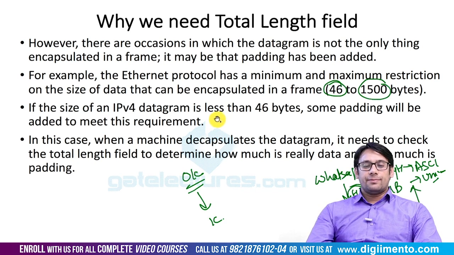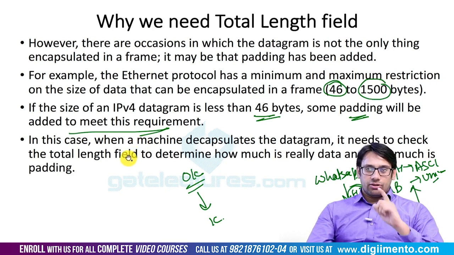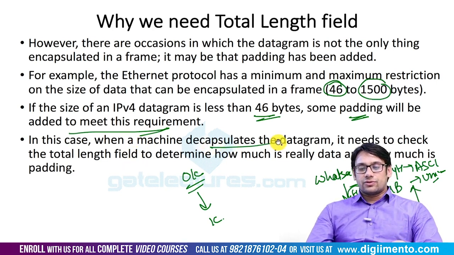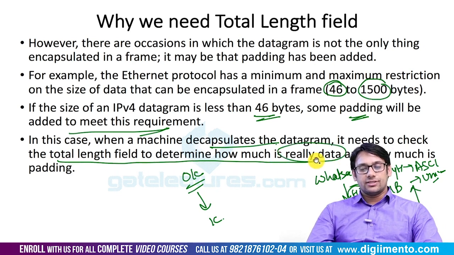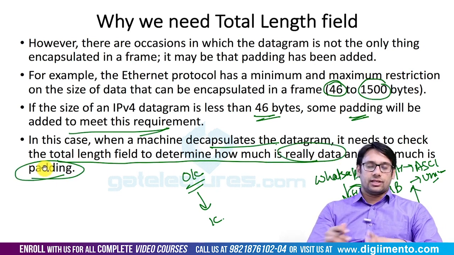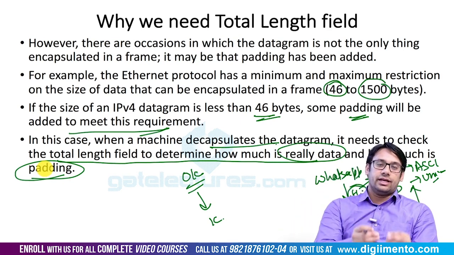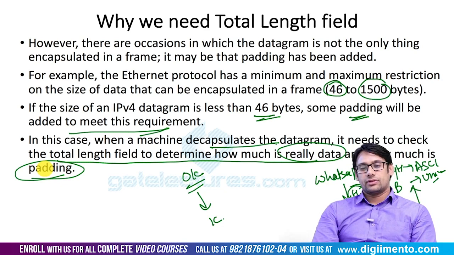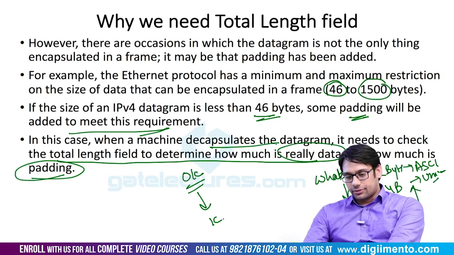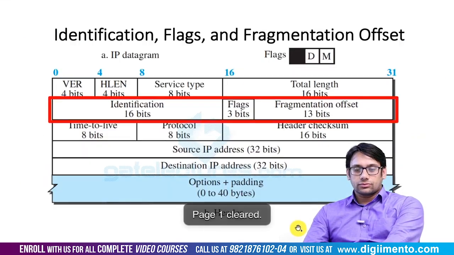So if the size of the IPv4 datagram is less than 46 bytes, then some padding will be added to meet this requirement. Now in this case, when a machine decapsulates the datagram, it needs to check the total length field to determine how much really is the data and how much is the padding, that is, how much is the extra information that you have added and how much really is the data that you wanted to send. That is why we need the total length field, and obviously it is an important field.